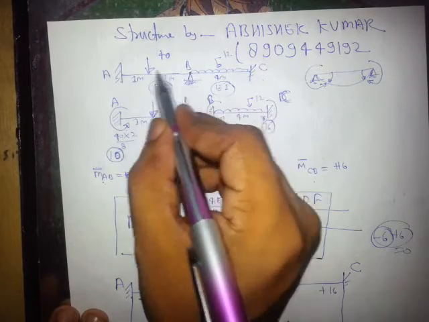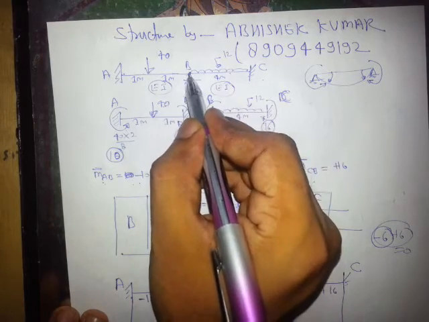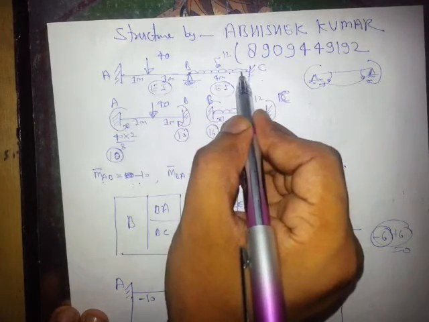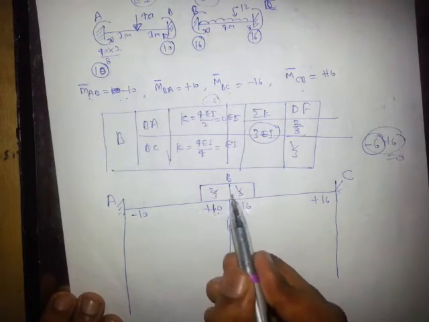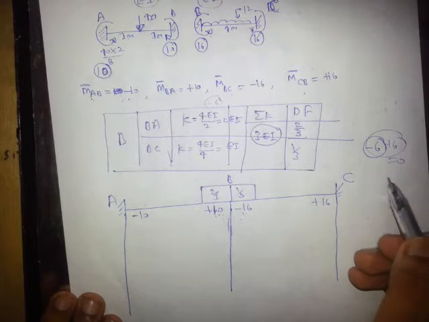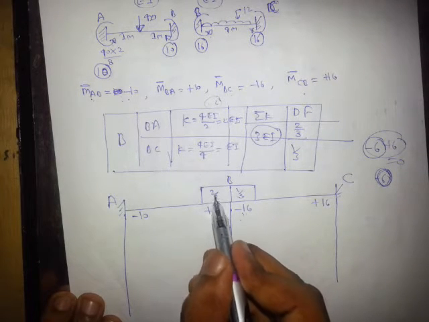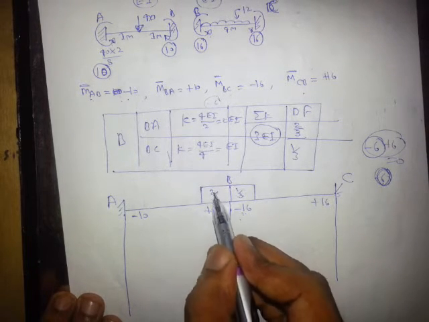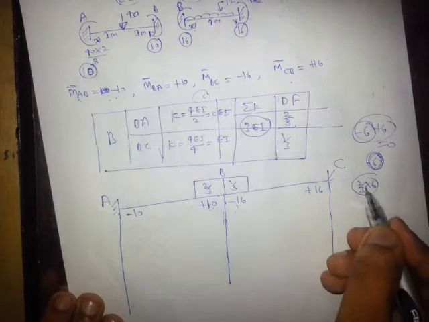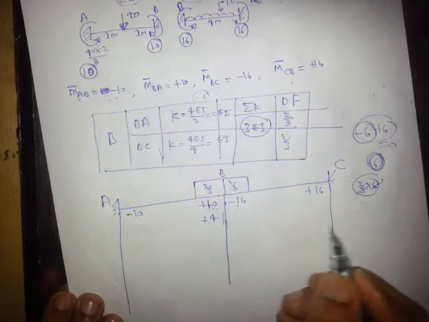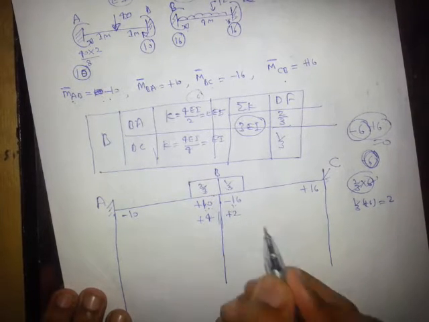Now since at this joint there are two members, this moment will be distributed in two members. Some will be given to BA and some will be given to BC. And in what ratio will that be given? It will be given by their stiffness, means their distribution factor. I am applying plus 6. So 2 by 3 of 6 will be 4. So it will be plus 4, and 1 by 3 of plus 6 will be 2. It will be plus 2, right?